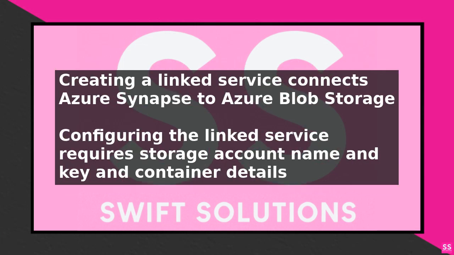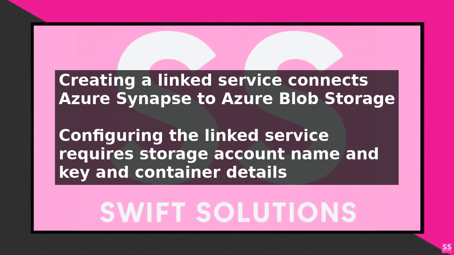To ingest data from Azure Blob Storage into Azure Synapse, we need to create a linked service. A linked service is a connection to an external data source, in this case, Azure Blob Storage. To create a linked service, navigate to the Azure Synapse workspace and click on the Manage tab. Then click on Linked Services and select New Linked Service.